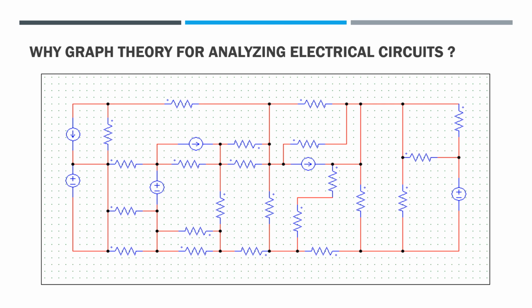There are so many other methods like mesh analysis, nodal analysis, source transformation, etc. So why use graph theory? Here we have given a little complex network that you can see. If I tell you to solve it using pen and paper, would you like to solve it?